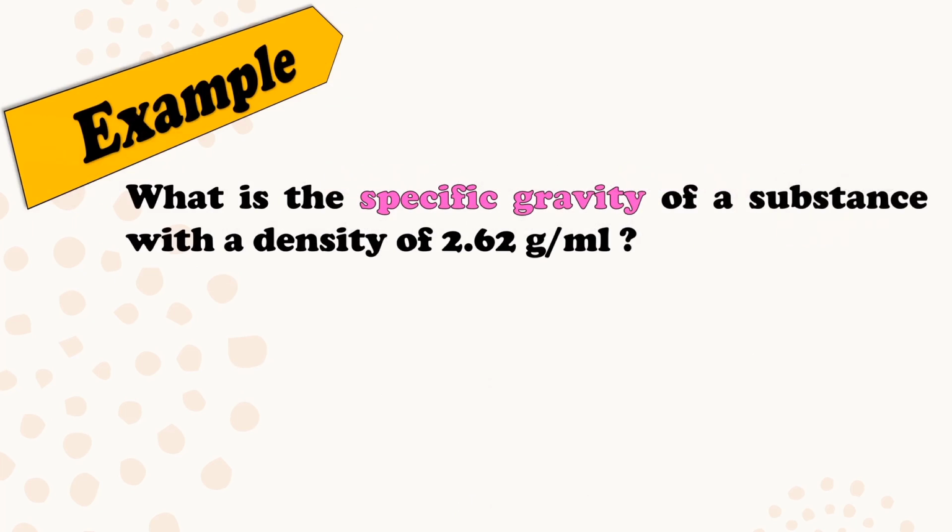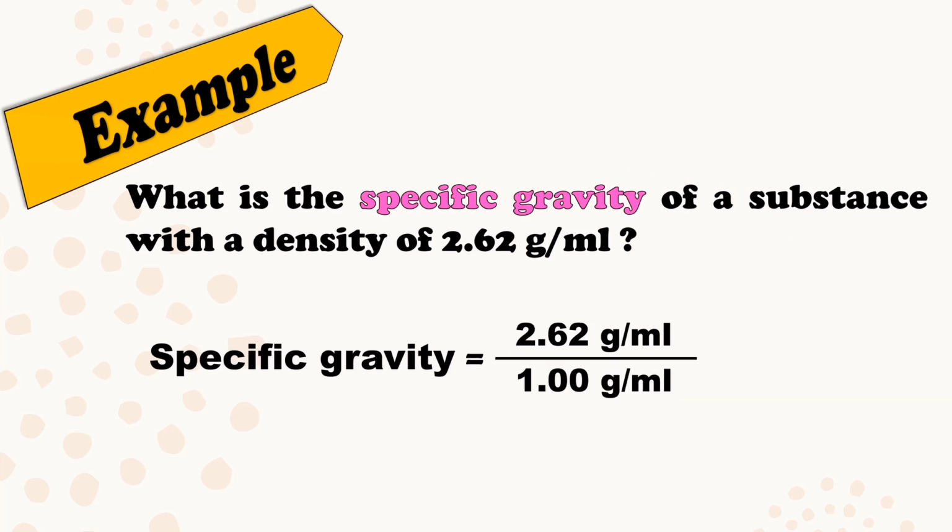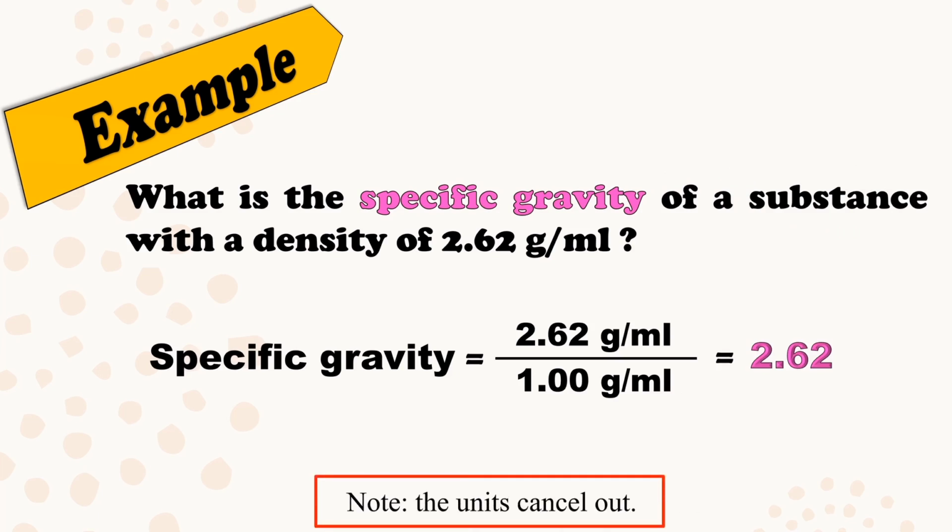Now take an example of what is the specific gravity of a substance with density of 2.62 gram per ml. So specific gravity is equal to the density divided by the water density. And easily we get the answer of 2.62. And notice here the units are going to cancel out and we get just a number.